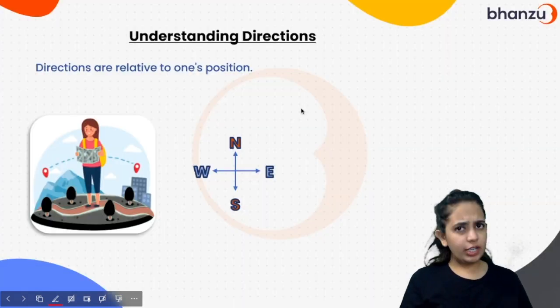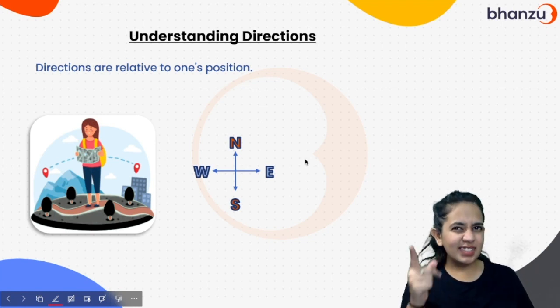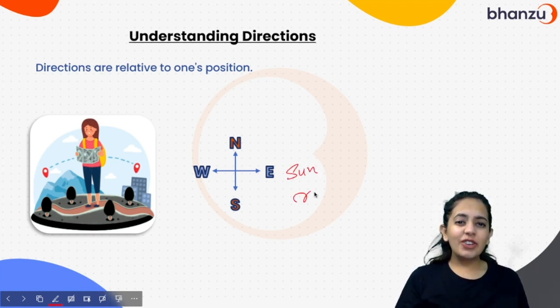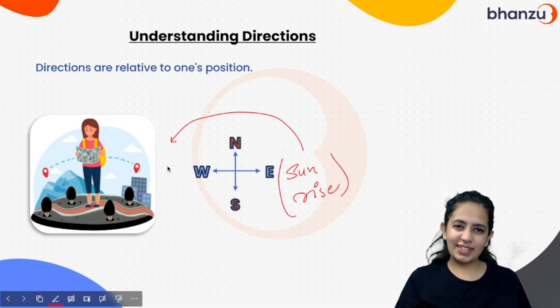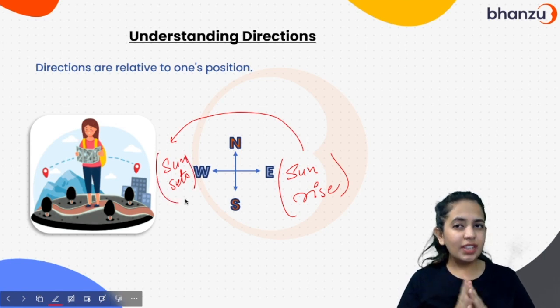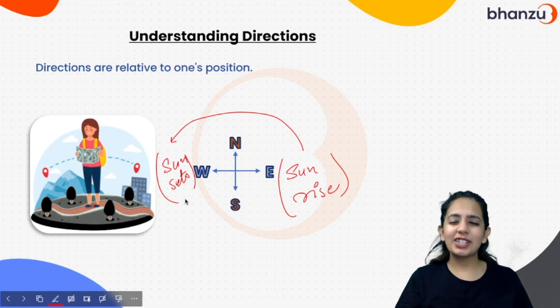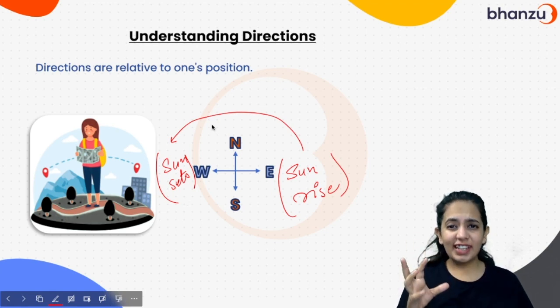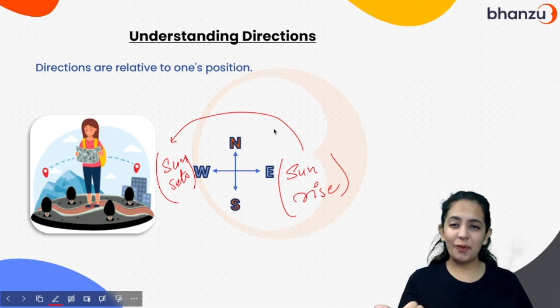Now, we know the four directions already, right? East, west, north and south. And where does the sun rise from? The sun rises from the east direction and it sets in the west direction. Now, we know that the sun is not moving. Actually, the earth is rotating and revolution is also happening. The earth rotates from west to east. That is the reason we see that the sun is rising from the east and setting in the west direction.